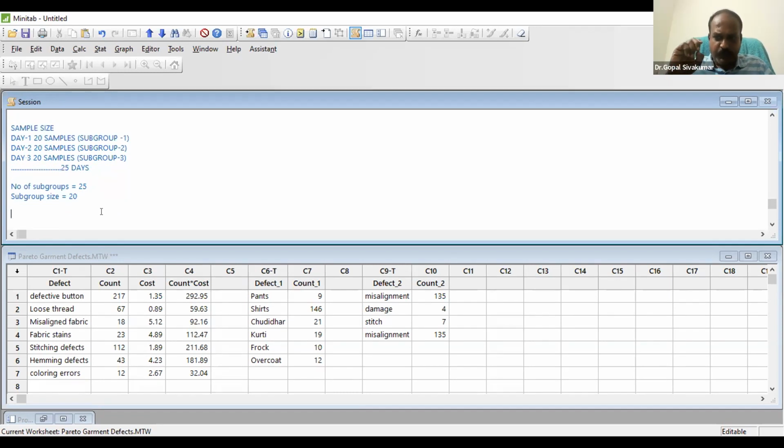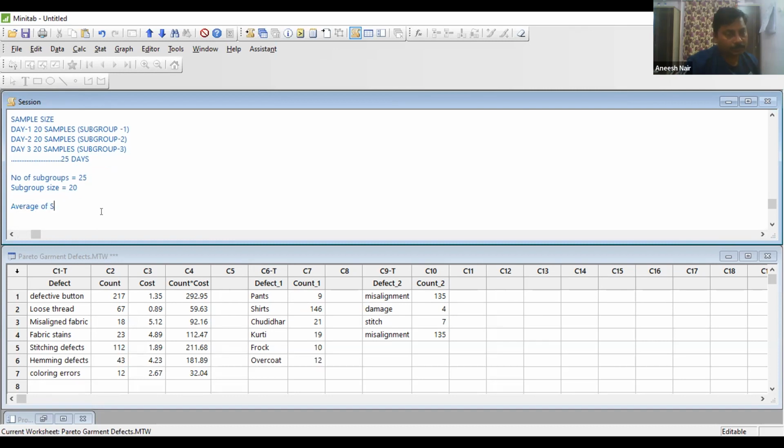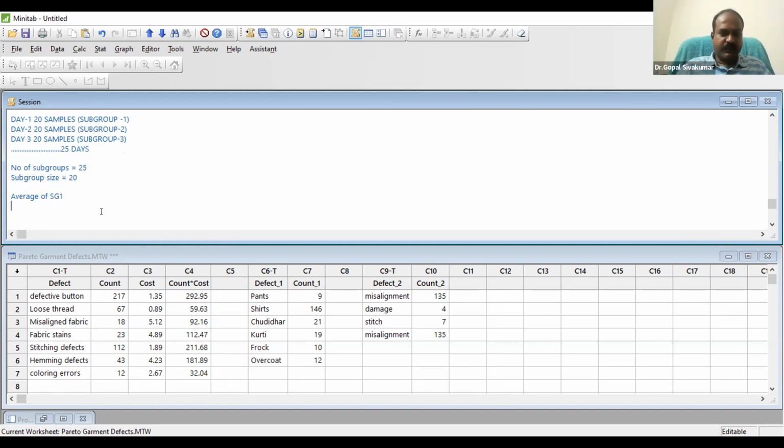Now, every subgroup, you will have an average. Am I correct? All of you understand? Yes. Average of subgroup number 1. Then you have average of subgroup number 2. Likewise, you have average of subgroup number 25. So how many averages you now have? 25 averages. All of you so far with me? Yes.